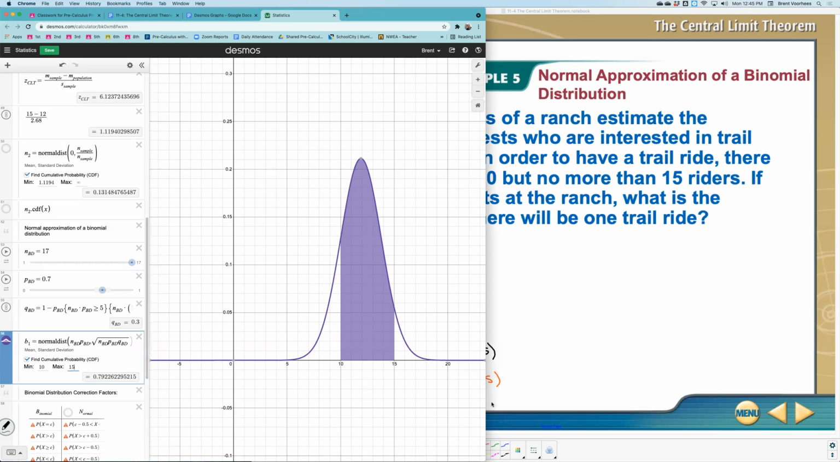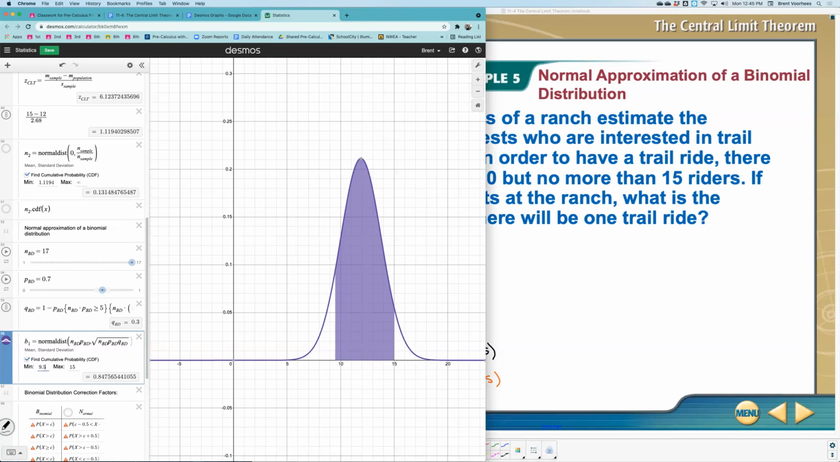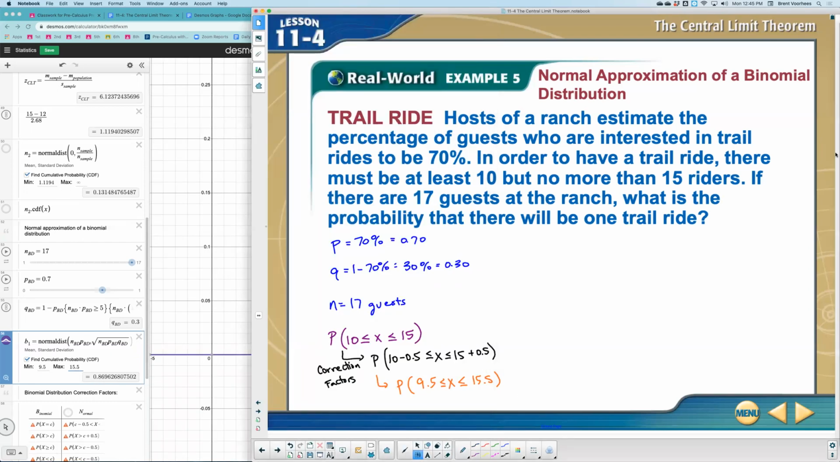79% is not right. Why is it not right? Because I need to use the correction factors. I need to actually say from 9.5 to 15.5. The actual probability here is going to be approximately 0.869 or 86.96%. So almost 87% chance that they'll have one trail ride.